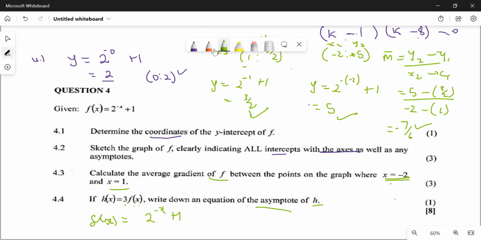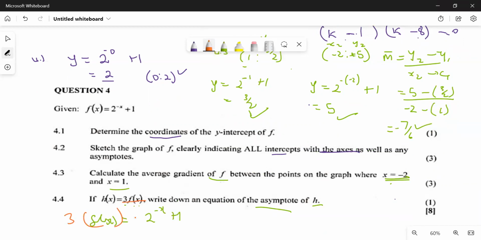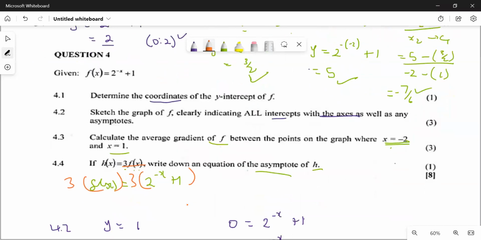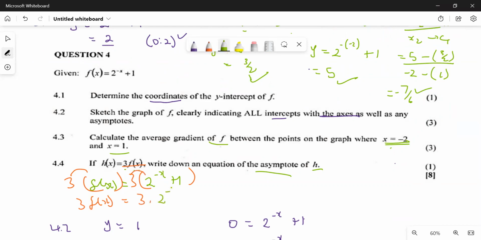What did they do? For them to get h of x, what did they do? They said we should multiply this by 3 again. If we do that, we're also going to do it this side. So we multiply this side also by 3. Now, if we do that, look at what's going to happen again. This one multiplied by this one is going to give us 3 f of x again. And then here, this one multiplied by this one gives us 3 multiplied by 2 to the power minus x again.